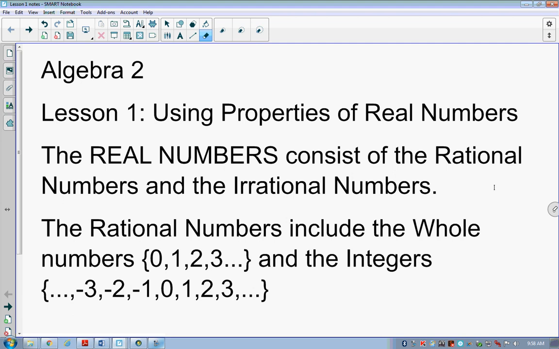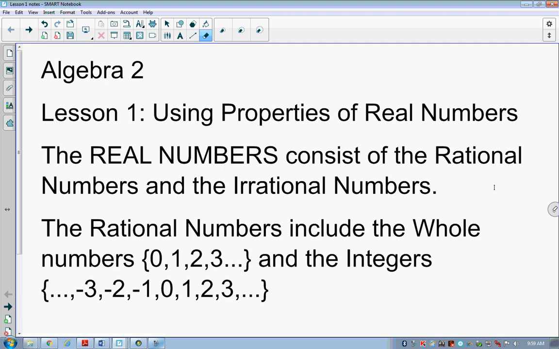So I don't want to waste a whole bunch of time telling you about imaginary numbers. I just want you to know that there is something that's opposite to real, and that's why we have to use the term real. Otherwise, everything would be real. We wouldn't have to define it. So real numbers consist of rational numbers and irrational numbers. Irrational is not the same as imaginary.